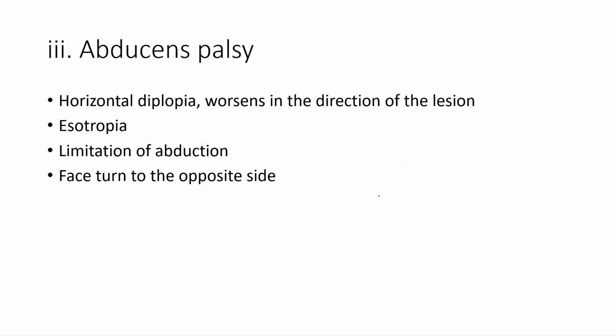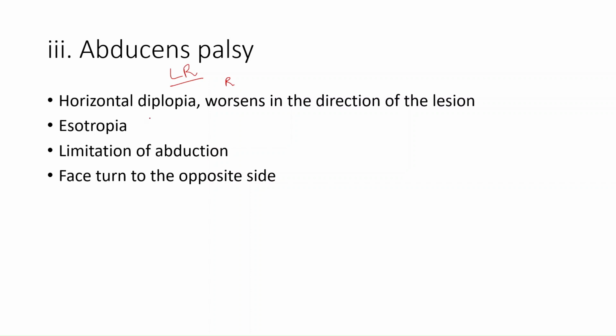So let's come to abducens nerve now. The abducens nerve is located at the junction of pons and medulla, so pontomedullary junction, and supplies the ipsilateral lateral rectus. So the palsy would cause a horizontal diplopia which worsens in the direction of the lesion. Suppose there is a right-sided abducens palsy. So while looking to the right, the diplopia worsens.